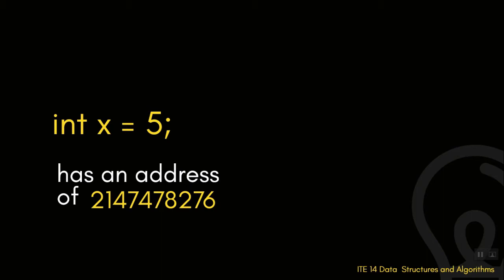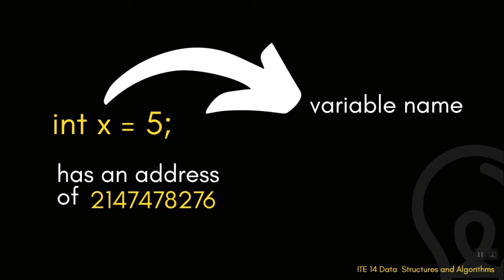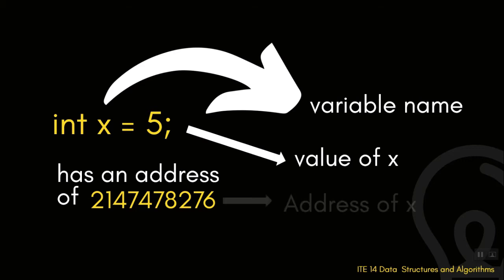Again, we have to keep in mind that we declare an integer called x. x is the variable name. We assign a value of 5 to variable x. And this variable has an address of this value.